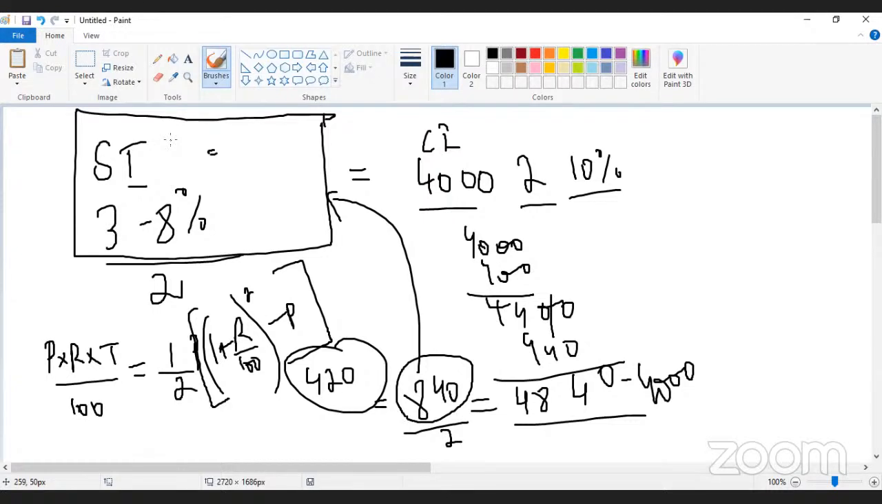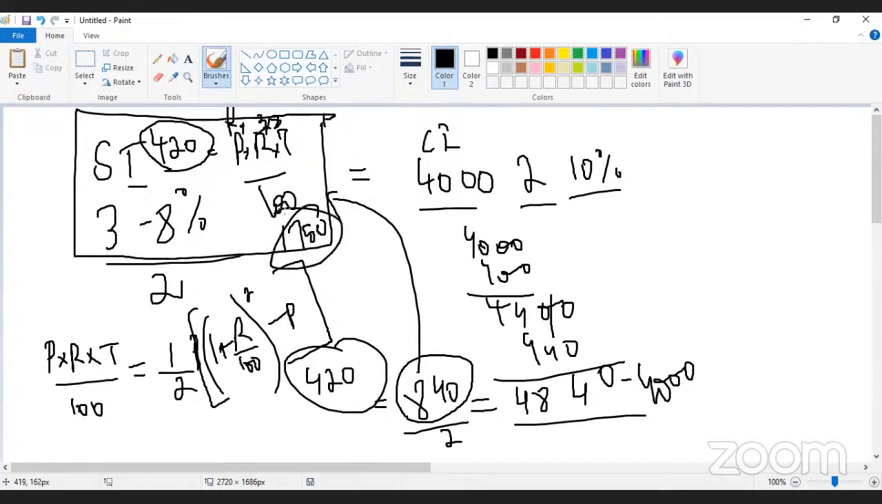I hope you're now getting it. So 420 will be the same amount for 3 years. That is principal amount into R times T by 100. So 3 and 8 and P. Okay, 1750. Clear now, Sachin? Okay, done. Next question. I'll come one by one.